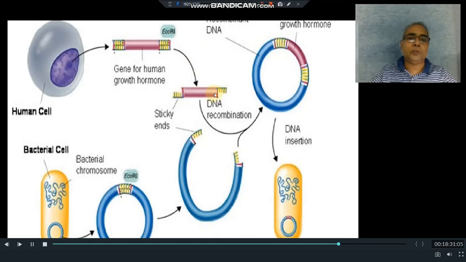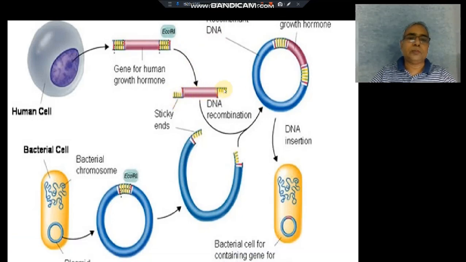This is the growth hormone gene with certain specific sticky ends. Similarly, this is the bacterial cell. Inside the bacteria there is one main chromosome and another DNA element is present. This is called plasmid. This is not very important for the bacteria, but it plays a role in developing certain resistance properties. Now this plasmid is cut open again by the same enzyme EcoR1 which was utilized in the case of human beings. The same enzyme is used to cut this circular plasmid and it is cut open.